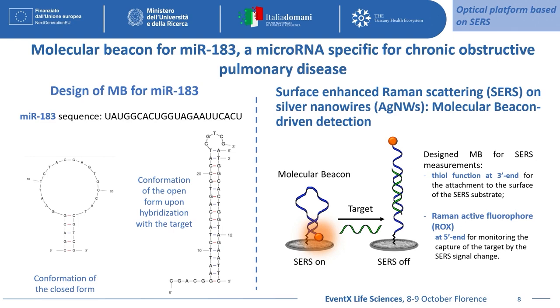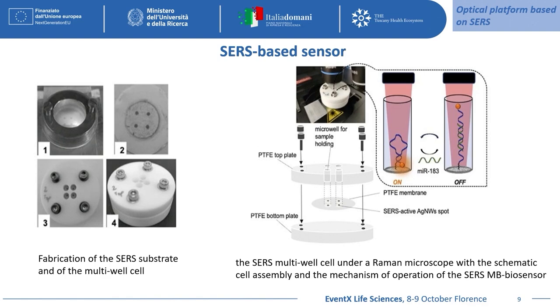This is the working principle by which we can use this nanostructure to create a platform based on surface-enhanced Raman scattering. This is the fabrication of the SERS substrate, which is constituted by a layer of silver nanowires. By laser engraving, you get 4 different spots, and these spots are included in a particular flow cell. I won't go into details, but here are the 4 spots with these 4 wells, which are interrogated by means of a Raman spectrometer, and you see the conformational change of the molecular beacon as I showed before.